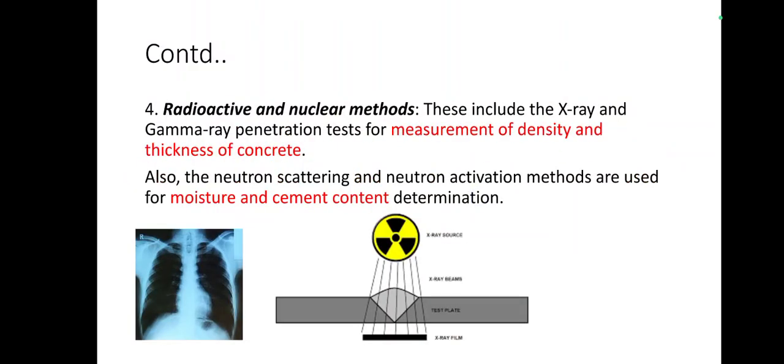Next one, sometimes we can go for radioactive and nuclear methods also. These are mostly at research level, but practically, for some important structures like nuclear thermal power plants, we can go for this test. With this test we can find out density and thickness. Like we do an x-ray for our body to locate bones or whether a crack is there or not, for concrete also we can do this type of radiation passing test, and thereby locate the cracks in the concrete, how much moisture is present, and what the cement content is.